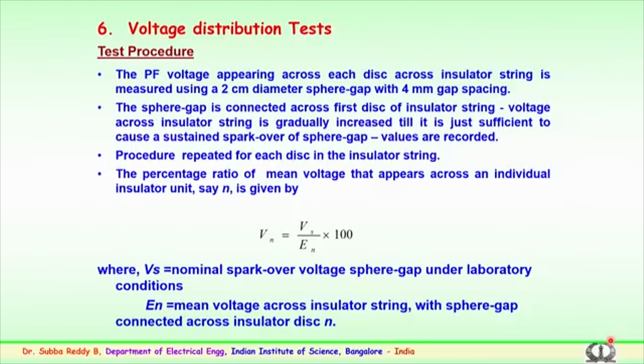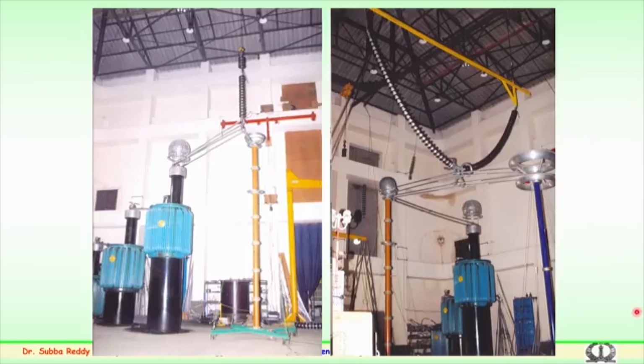And the percentage ratio of the voltage that appears across the individual unit is calculated. Vs is the nominal spark over voltage of the sphere gap under laboratory conditions, divided by En, where En is the mean voltage across the insulator string with the sphere gap connected across. So, Vs is just the breakdown of the gap without the insulator string, and dividing by the breakdown voltage with the insulator string, multiplied by 100, will give you the percentage voltage distributed across that particular disc which we are measuring. So, this is a typical arrangement for various configurations for measurement of voltage distribution.